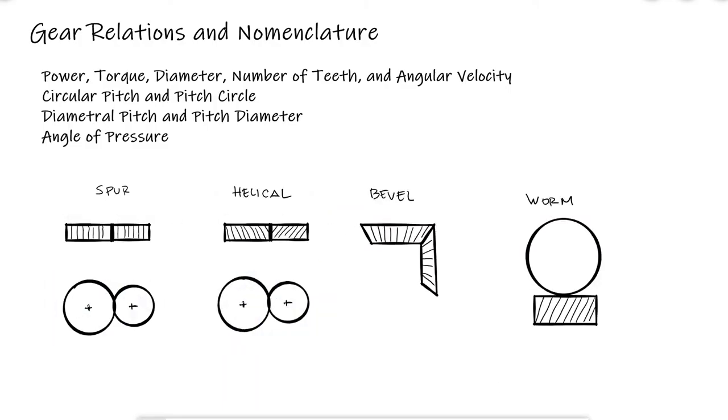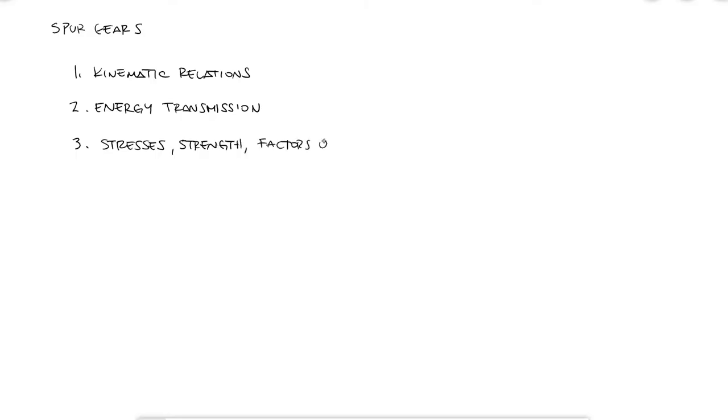Today, we will look at the simple spur gears to identify some of the vocabulary and nomenclature we will use for their geometry, so that we can cover the kinematic relationships, force, torque, and power transmission, and eventually stresses and strengths that will allow us to calculate the overall reliability of gear systems.